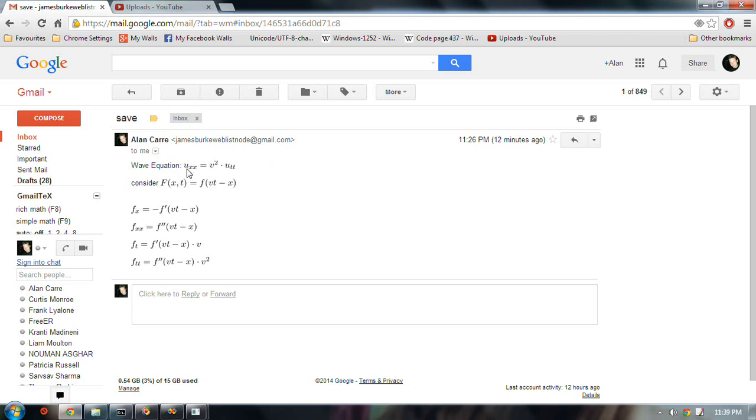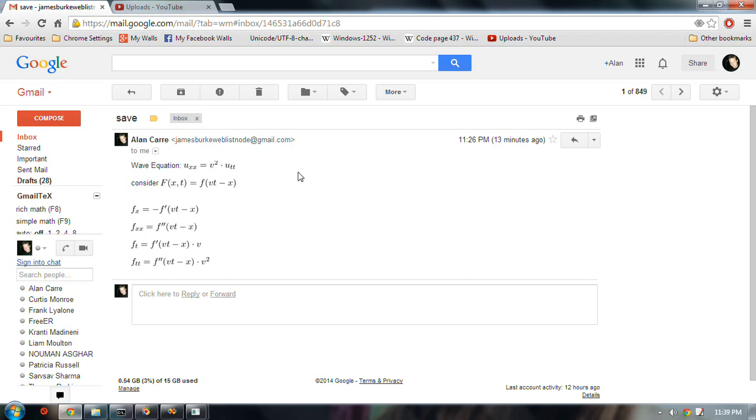This says that the second partial derivative of function u with respect to x, if it's a two-variable function with x and t as its independent variables. If you differentiate with respect to x twice, then that's the same. I should have put v equals 1, but whatever. Then that amounts to the same as differentiating twice with respect to t.